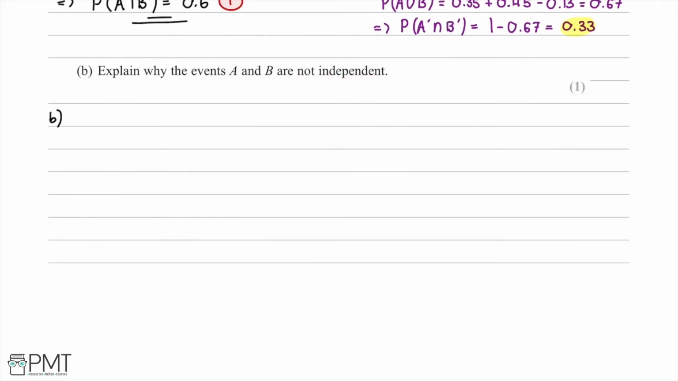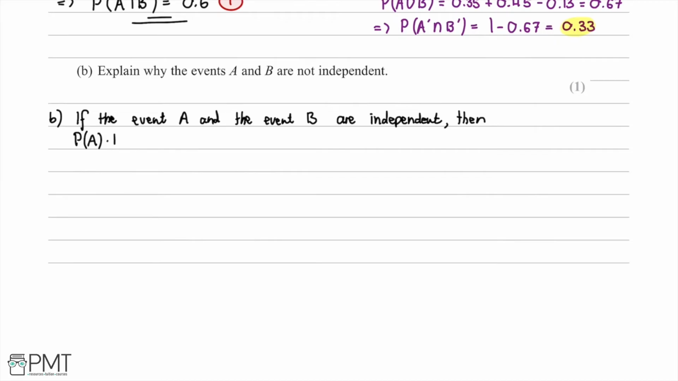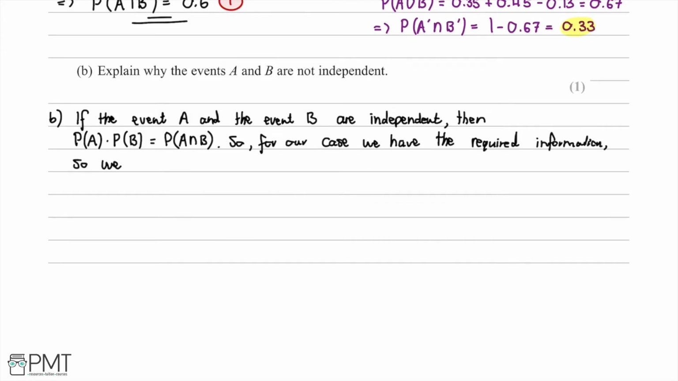We know that if the event A and the event B are independent, then we know the following. The probability of A multiplied by the probability of B must be equal to the probability of A intersect B. For our case, we have the required information, so we compute it to see if they are independent.